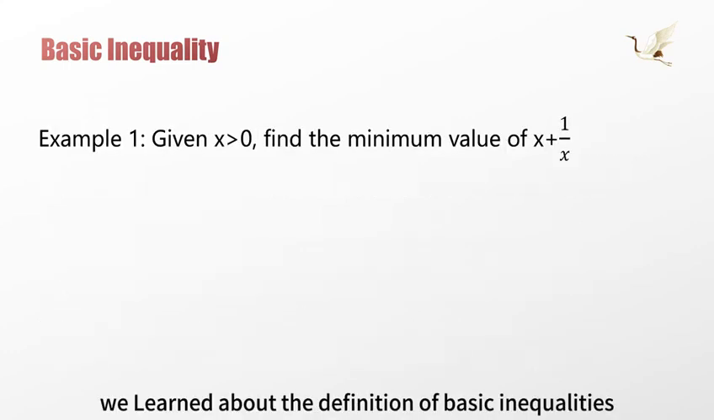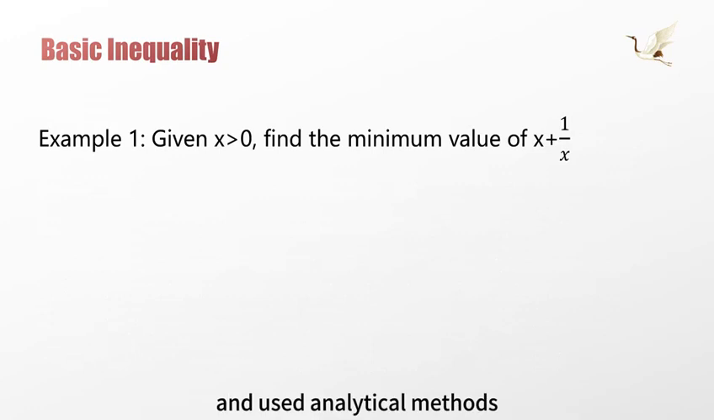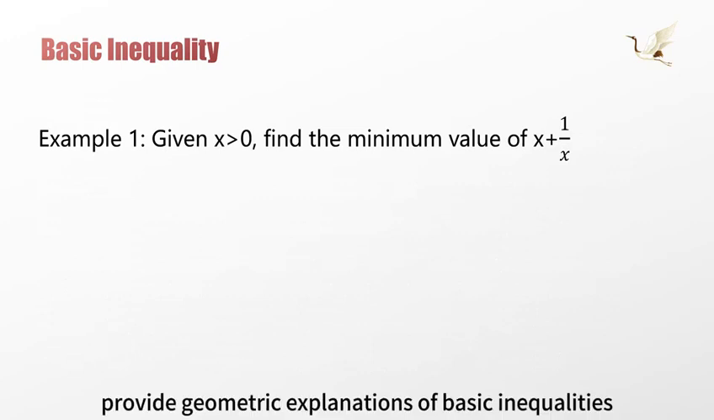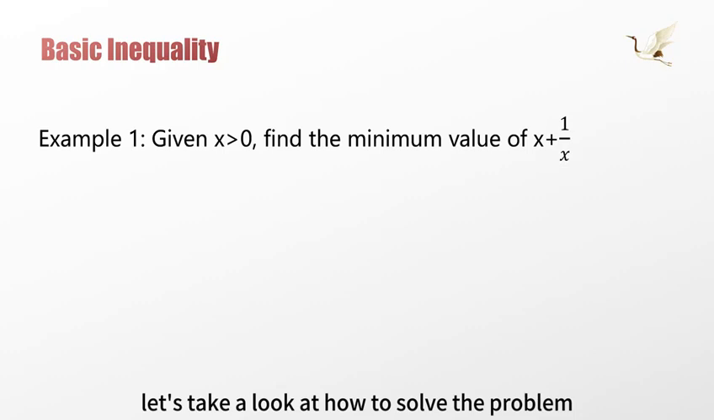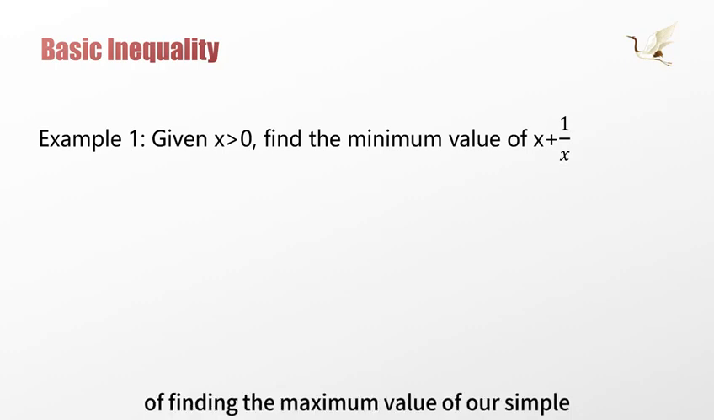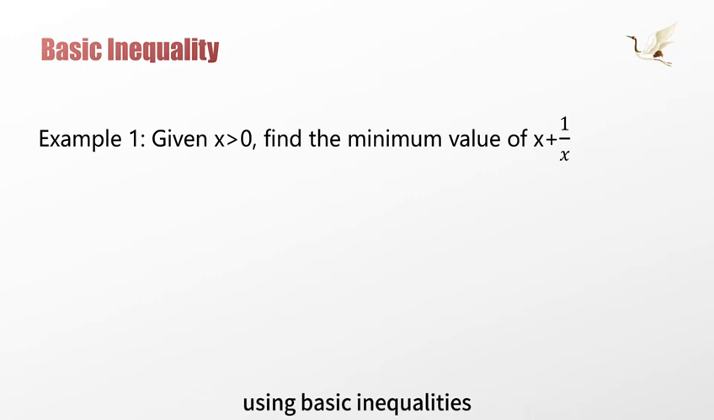Previously, we learned the definition of basic inequalities and used analytical methods and the basic properties of inequalities to prove them. We also learned how to provide geometric explanations of basic inequalities in graphs. Now, let's take a look at how to find the maximum and minimum values of simple algebraic expressions using basic inequalities. Let's take a look at example 1 together.